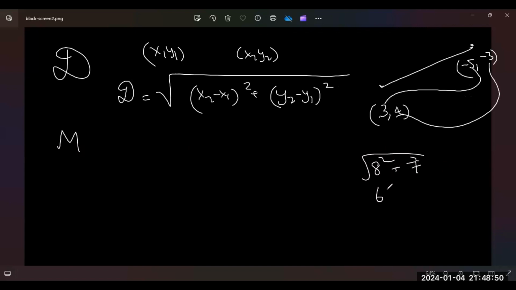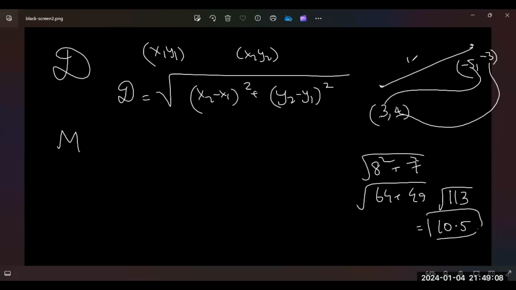So 8 squared is 64, 7 squared is 49. So that is 113, and the root is roughly about 10.5 something, I would say. So that would be the distance between those 2 points. So you can calculate the length of line segments purely based on the location of the 2 points.